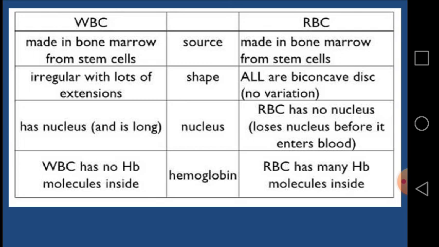While we talk about the different shapes, according to the shape, WBCs are irregular with lots of extensions. RBCs are all biconcave discs. WBCs have a nucleus and RBCs have no nucleus. WBCs have no hemoglobin while RBCs have hemoglobin. So these are a few differences between WBCs and RBCs.